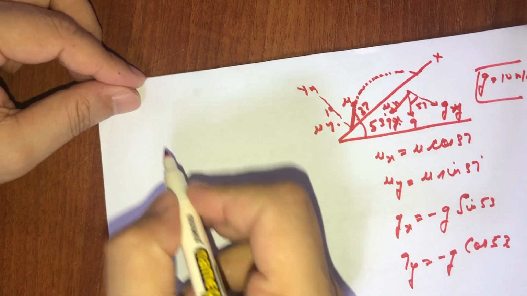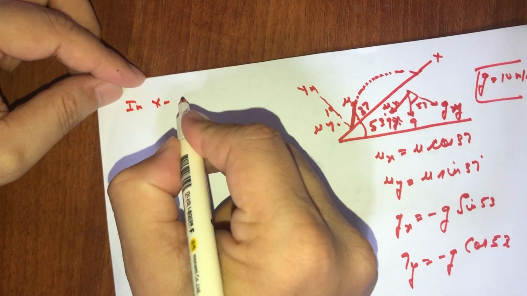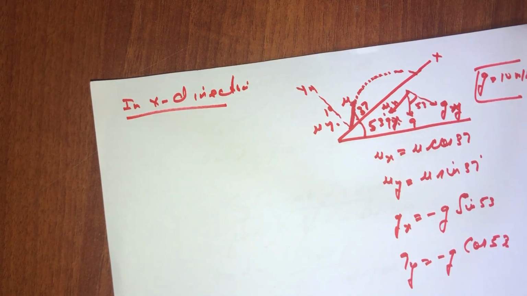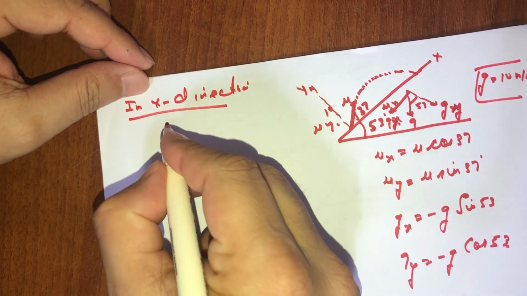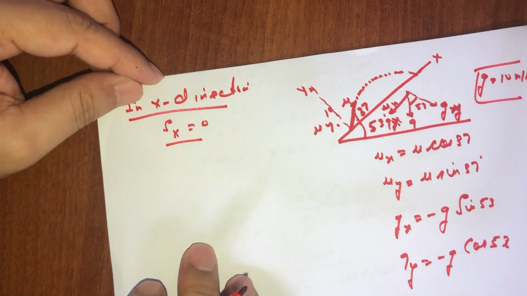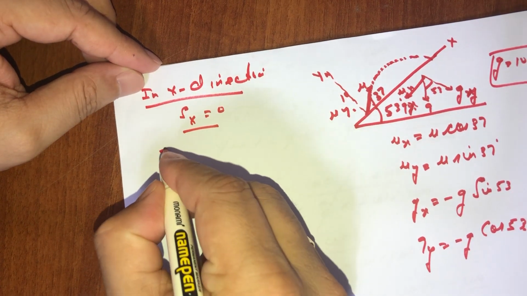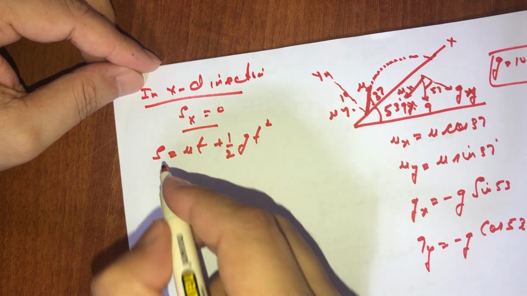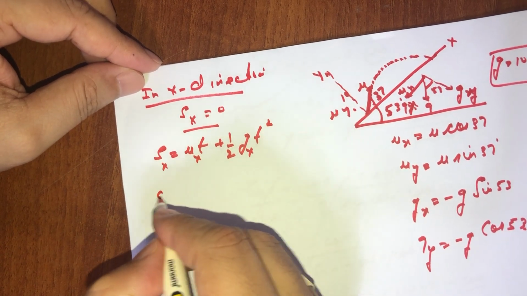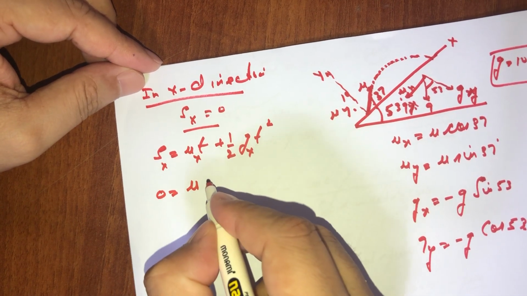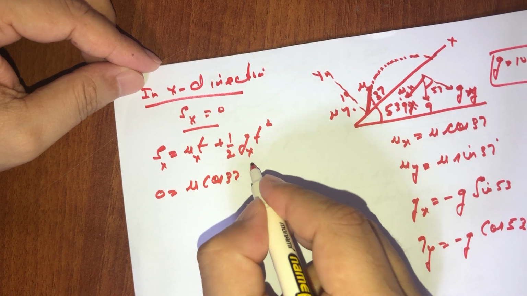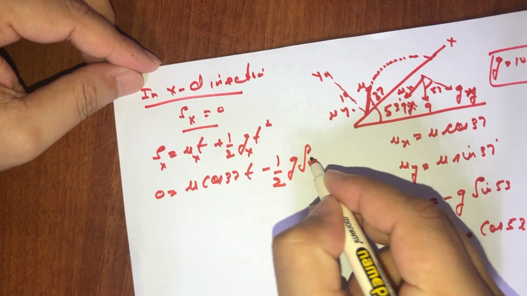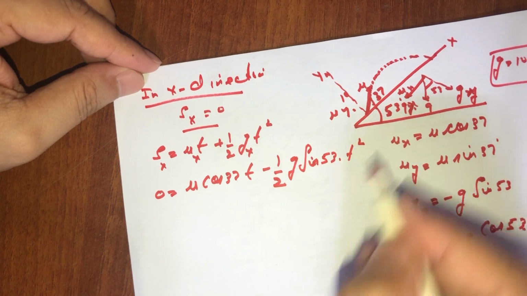So in the x direction, the displacement is 0, so we can write that s of x is equal to 0. So we are going to use the equation s is equal to ut plus half gt square in x direction. So this will be 0. U of x is u cos of 37 multiplied by t minus half g of x is g sine of 53 multiplied by t square.